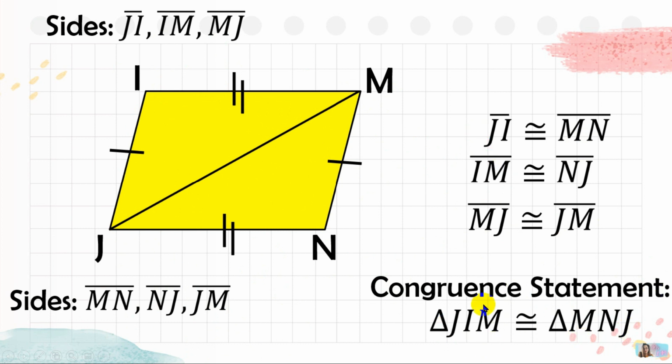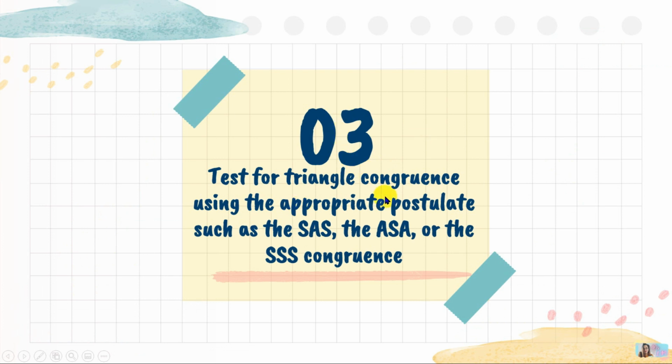So, tingnan nyo pong maigi. Corresponding naman po yung parts. JI, corresponding kay MN. IM, corresponding siya kay NJ. Si MJ, corresponding siya kay JM. Okay. So, again, kapag meron tayong common na side, we have to look at it as congruent parts. Okay? So, now, let's proceed to our third and last objective for today.